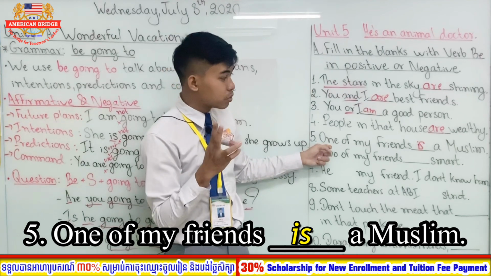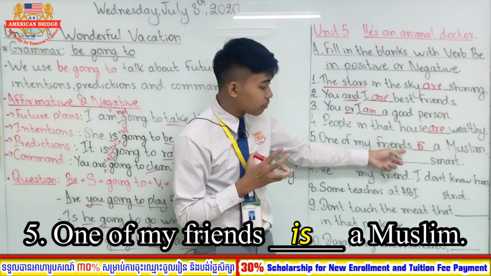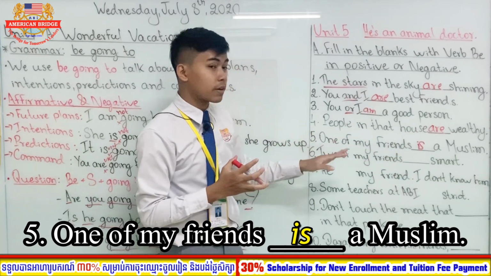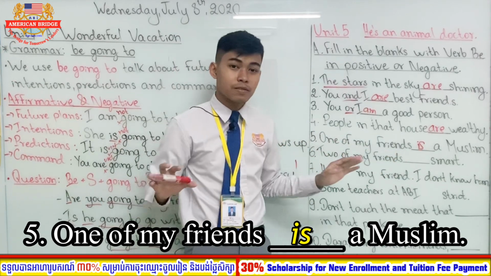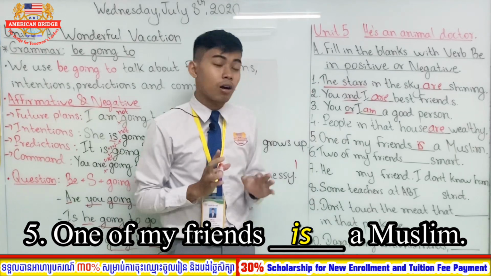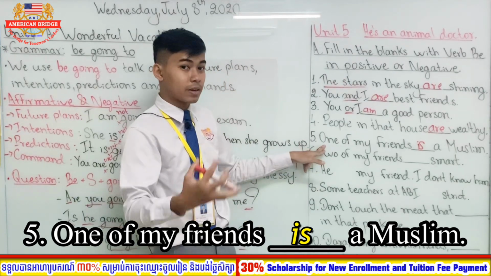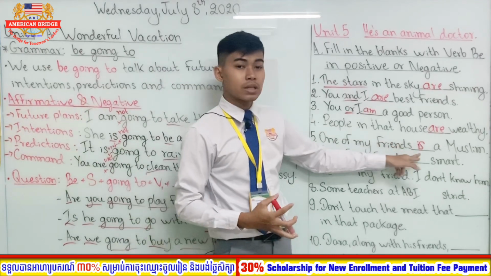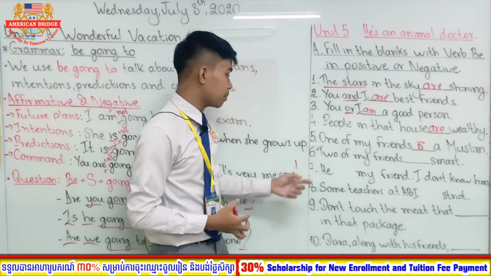So don't be confused when you see "friends" with S here and think we have to use "are"; that is wrong. One of my friends means that I have so many friends, but now I talk about only one friend because I say one of my friends. I don't say all of my friends. Okay, so we have to use "is". And let's go to number 6.